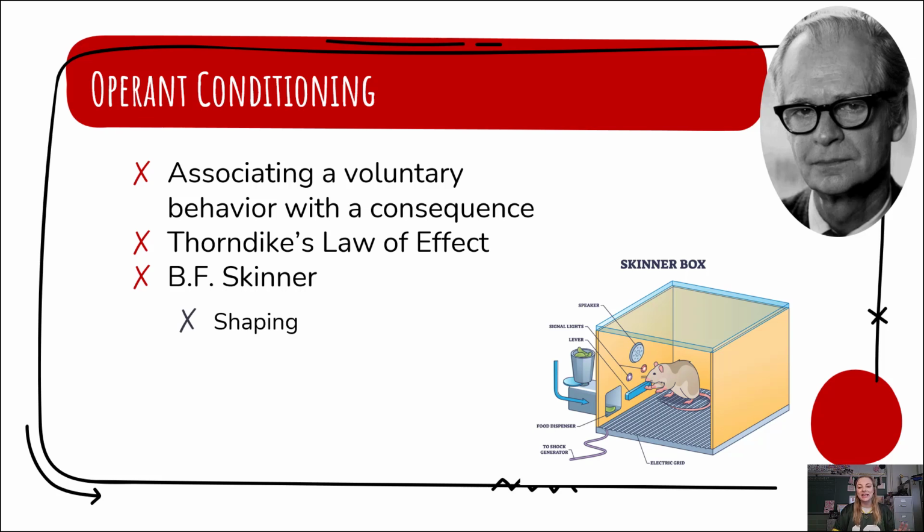One key technique that Skinner developed is shaping. This involves gradually reinforcing behaviors that come closer to the desired target behavior. For example, if you're training a dog to roll over, you're first going to reward it for lying down, then for turning on its side, and then finally for completing the full action.